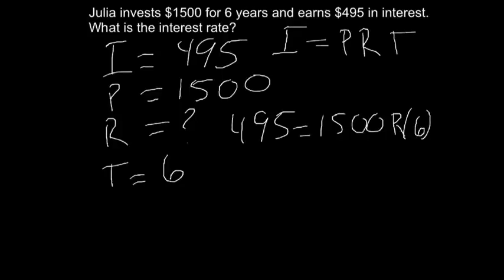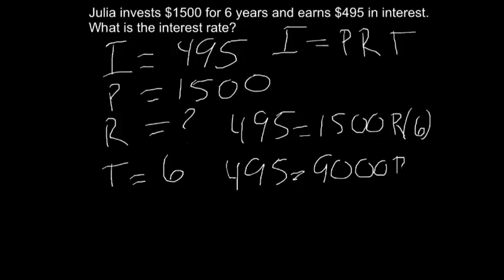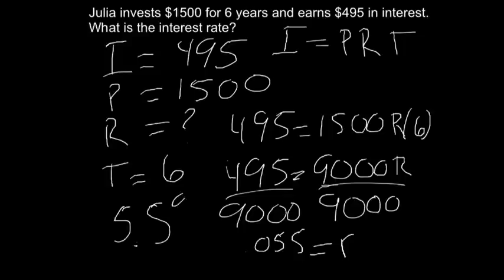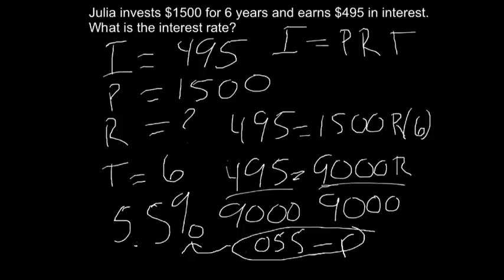And if I do some math, 495 equals 9,000 R, and I divide both sides by 9,000. And I get R equals 0.055. Now we have to remember that every time we get a rate, we converted it from a percent to a decimal. So now when we solve the equation and we get a decimal, we have to remember that we have to convert it back into a percent. So she invests at 5.5% because 0.055 as a percent is 5.5%.